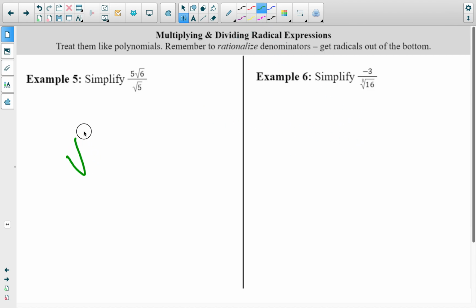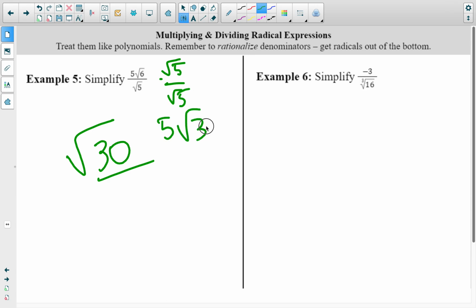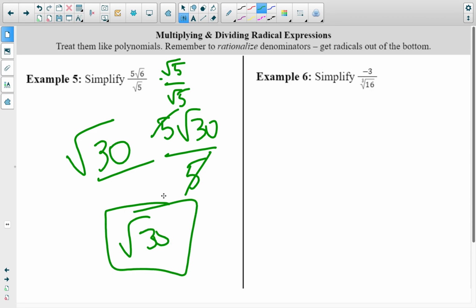Hopefully you ended up with the square root of 30 as your answer. If you didn't get that, all we're doing is multiplying by root 5 over root 5, meaning we have 5 root 30 over 5. Those 5's cancel, and we end up with root 30.